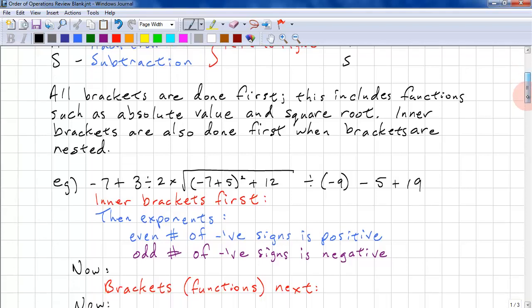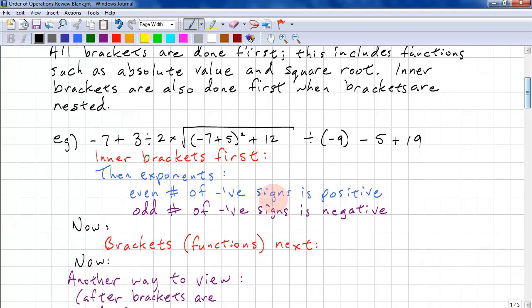So here's an example of how to do the processing. We do the inner brackets first. We have implied brackets here. This is the inner brackets. Minus 7 plus 5, that's equal to negative 2. Okay, so we have a negative 2 here.